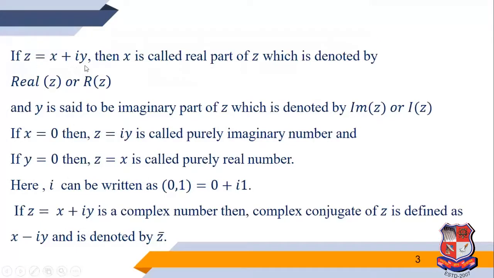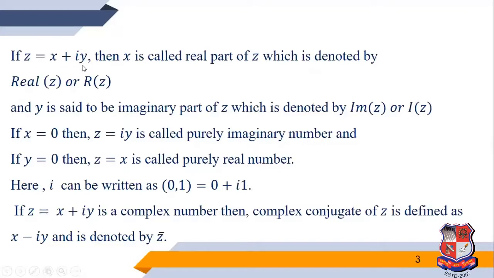If z is equal to x plus iy, then x is called the real part of z, which is denoted by Re z or R of z, and y is said to be the imaginary part of z, which is denoted by Im z or I of z. So again, if z is equal to x plus iy is a complex number, then x is the real part of z and y is the imaginary part of z.